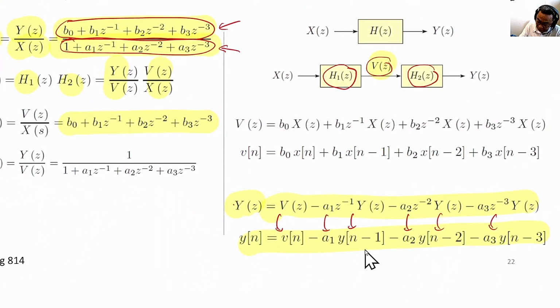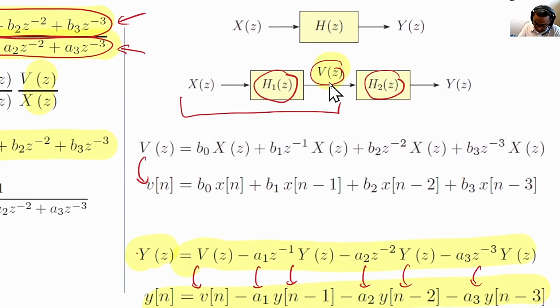And similarly, if we are only focusing on V(z) and X(z), then V(z) transferred by inverse Z transform gives v[n] as this. X(z) is of course x[n], z^-1 X(z) is x[n-1], z^-2 X(z) is x[n-2], and so on and so forth with their respective constants.